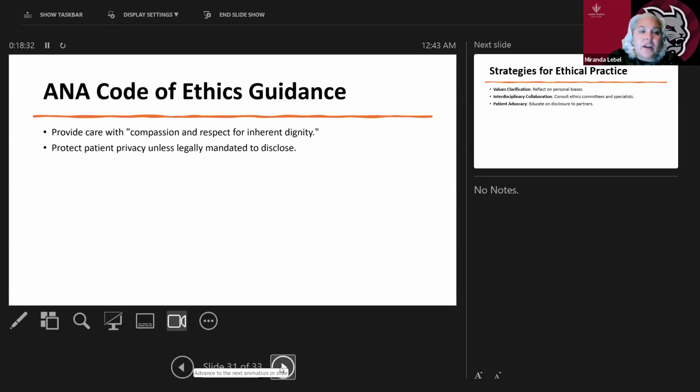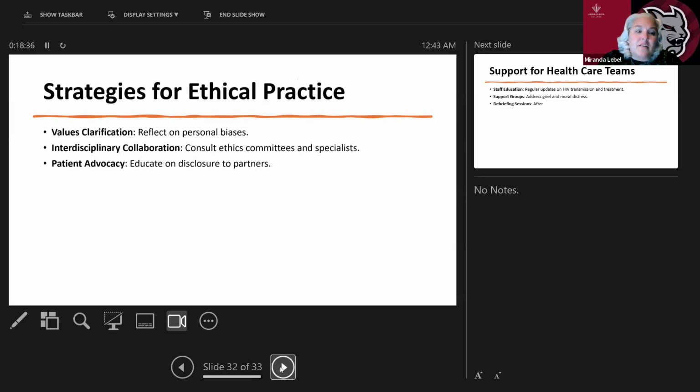And then your strategies for ethical practice is values clarification. So you want to reflect on your own personal bias. And if you're not able to care for this patient, then you want to be real with yourself on that, and you want to let your superior know. And then you also might want to consult ethics committees and specialists. And then you can educate on disclosure to partners. If a patient does not want to disclose to their partner, you can't tell their partner.